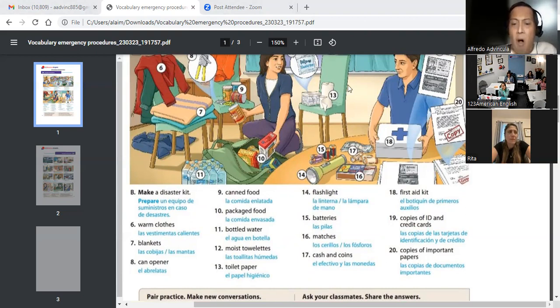Catherine: Teacher, I don't understand. Why is it important to have copies? Can you repeat the question, teacher? Sure. Catherine, I was asking why, I'm talking about item number 19. Why is it important for us to have copies of our ID and credit cards?